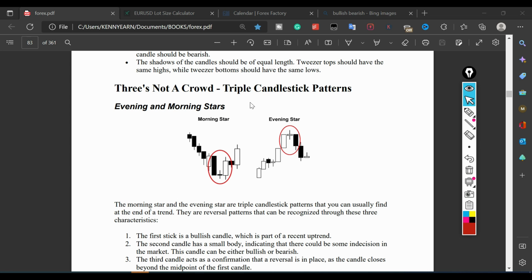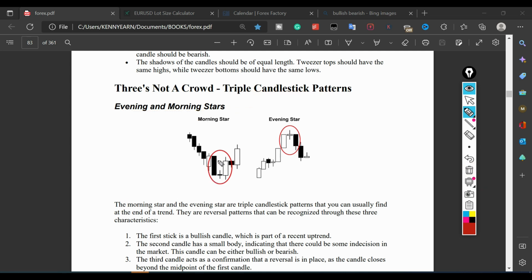The next one is the evening and morning star. When you have 3 candles making up a pattern, that's what I mean by triple reversal candlestick patterns. The morning star is like sunrise, the market is going up. The evening star is sunset, the market is going down.